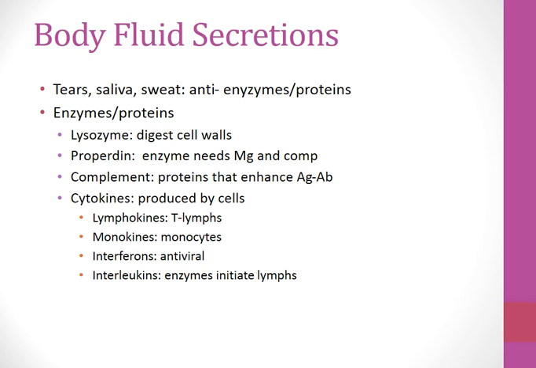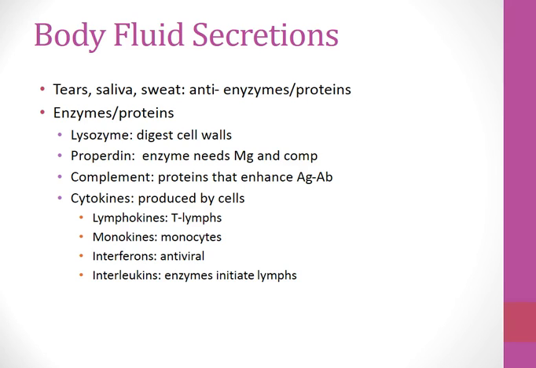Okay, the body fluid secretion, these are also soluble mediators. These are things that are found in your fluids that help to prevent an antigen from making you sick. Body fluids: tears, saliva, sweat, and gastric secretions. These all have antibacterial, antiviral, anti-tumor enzymes and proteins that help to fight antigens off. The enzymes and proteins are lysozymes, properdin, complement, and different kinds of cytokines.